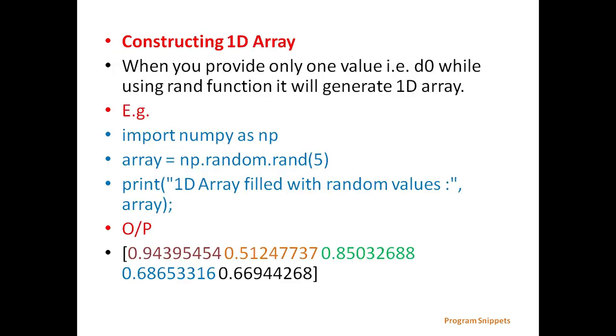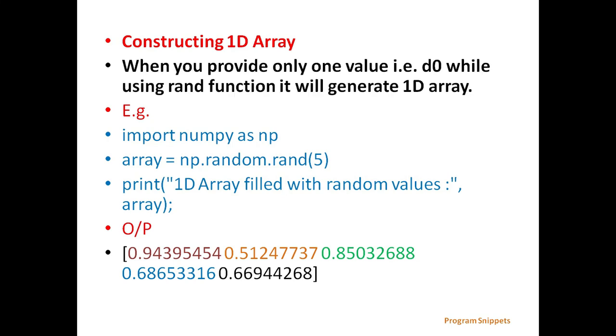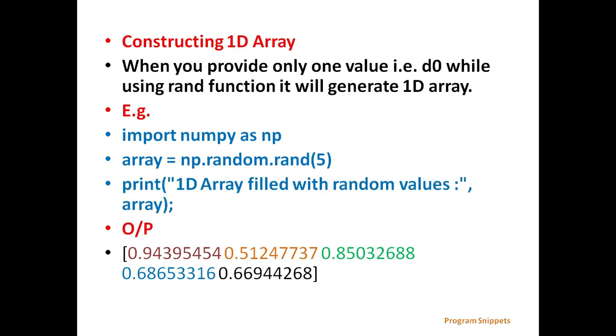First we'll see constructing a one-dimension array with the rand function. When you provide only one value, that is d0, while using the rand function, it will generate a one-dimension array. For example, here first we have imported numpy as np and we have defined an array with np.random.rand with 5, and when we print the array it will give the output with 5 random numbers between 0 to 1.